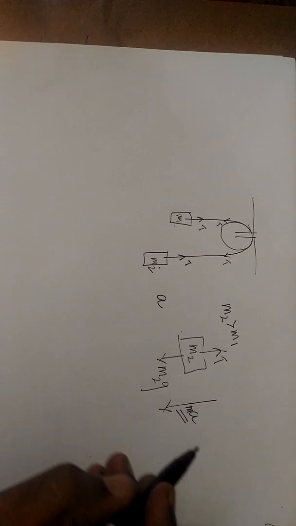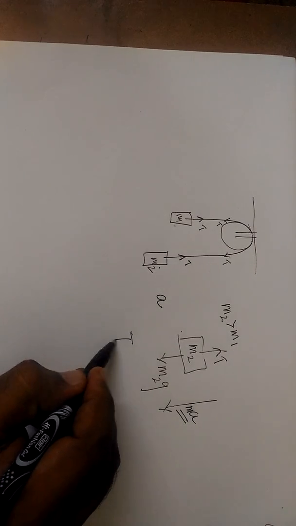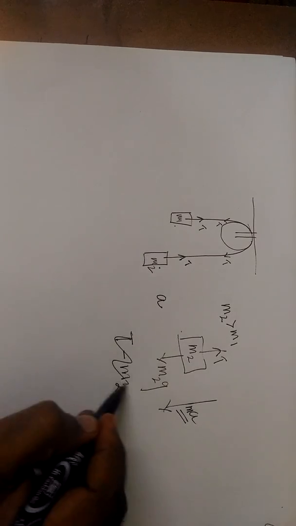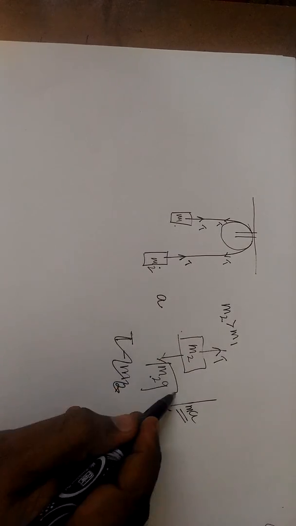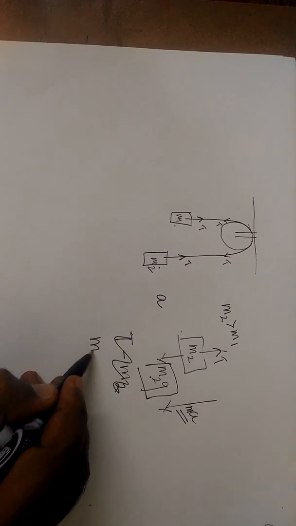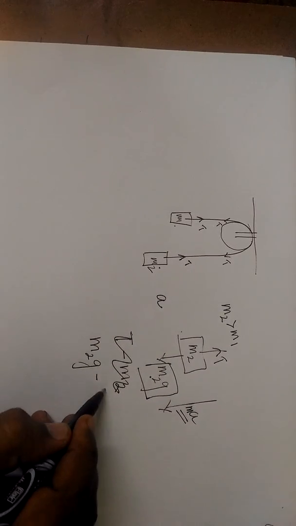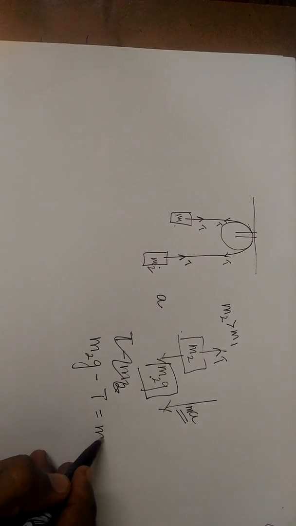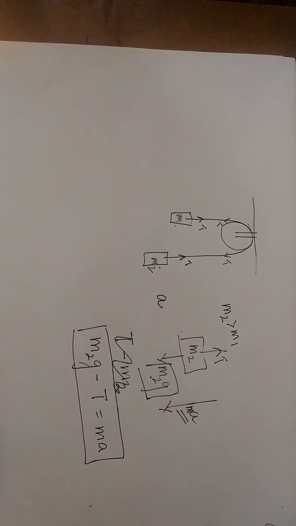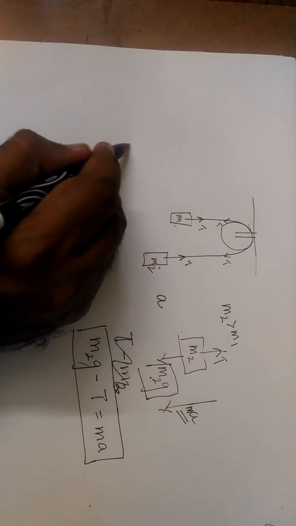Net force is MA. So I can write this as T minus M2G. Sorry, since this is the bigger number and this is going down, this must be the bigger number. So M2G minus T equals M2A. This is one equation. The other case, see M1.